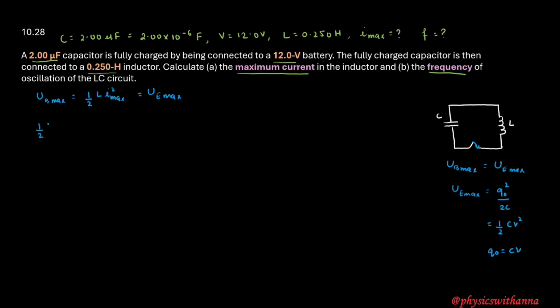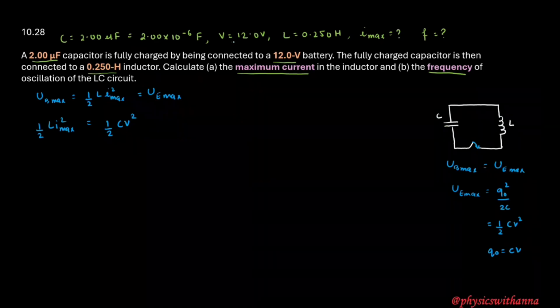So let's substitute. We get half L I max squared to be equal to half CV squared. I'm using half CV squared over here because we have the capacitance and the potential difference, not the charge. Now cancel off the halves. I need to find I max, so we will divide by L. We get I max squared equal to CV squared over L. Now take square root on both sides. I max will be equal to square root of CV squared over L.